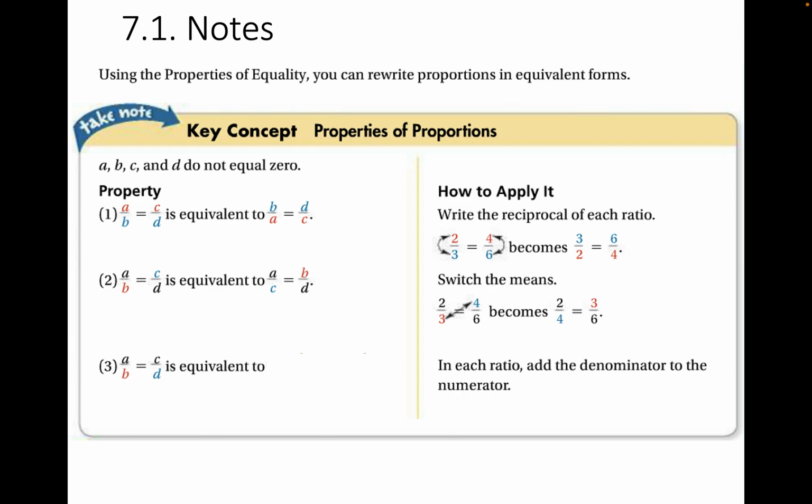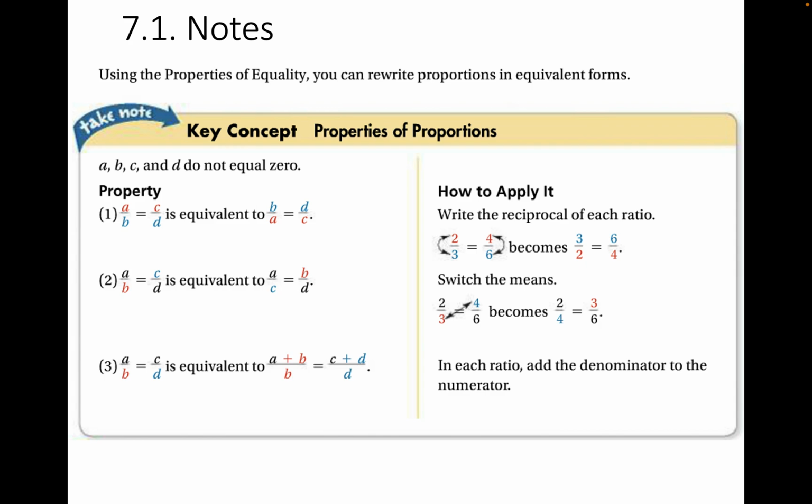The final property of proportions is that in each ratio, I can add the denominator to the numerator. So in other words, if A over B equals C over D, I can say that A plus B over B, adding B to that numerator on the left, is equivalent to C plus D over D, by adding D to the numerator on the right, because in each ratio I've added the denominator to the numerator.